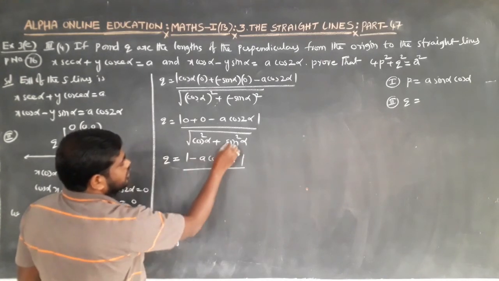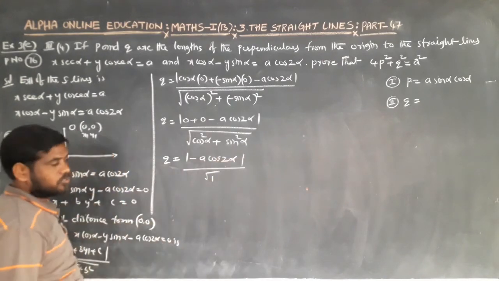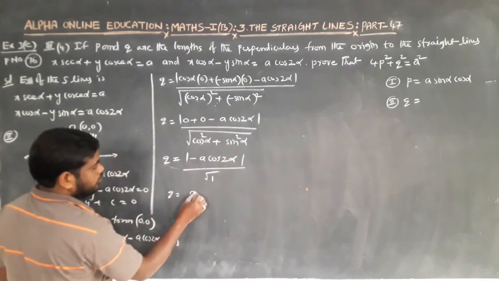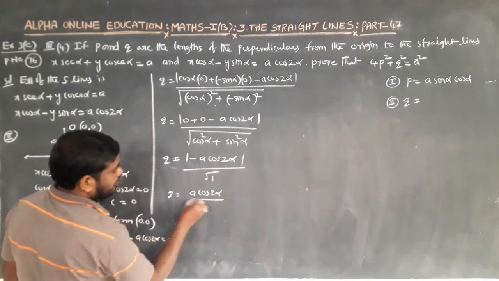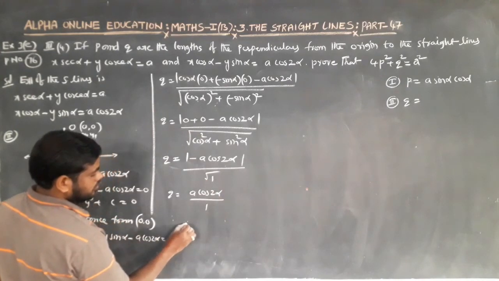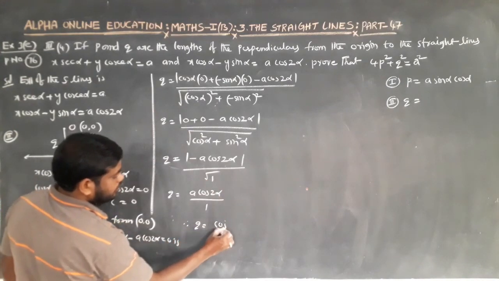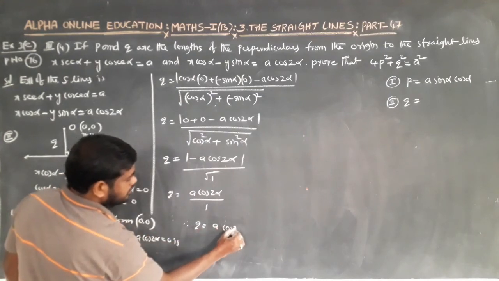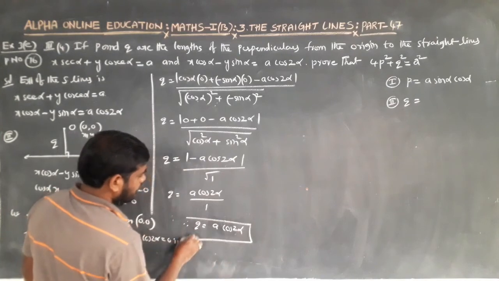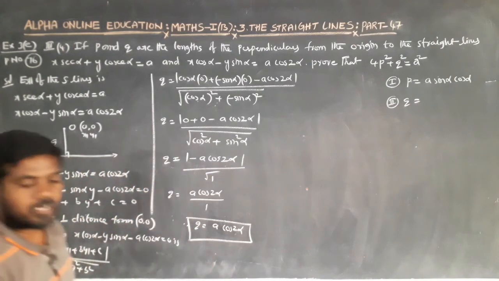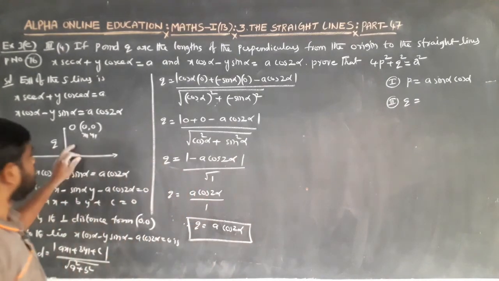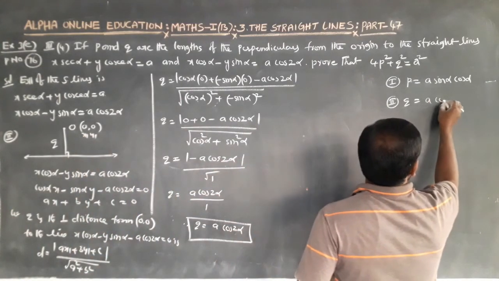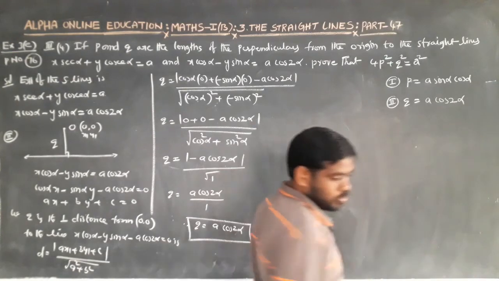Cos square alpha plus sin square alpha is equal to 1. The modulus gives plus a cos 2 alpha divided by root 1, which is 1. Therefore, q is equal to a cos 2 alpha. This is the perpendicular distance from origin to the second line. Here q is equal to a cos 2 alpha.